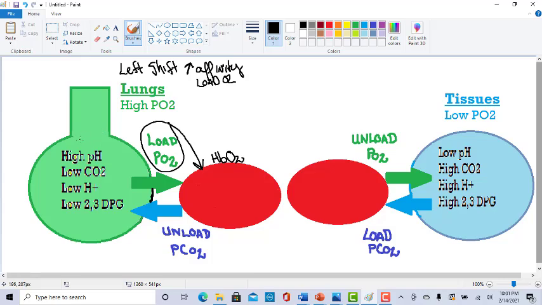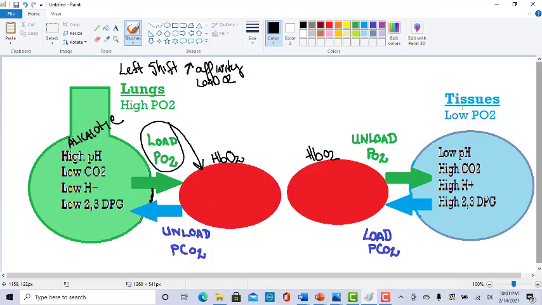The other thing that makes oxygen want to load in your lungs is that you have a high pH, or an alkalotic pH. High pHs are alkalotic. You have low CO2, low H+ ions, and then you also have low 2,3-DPG, which we're not really going to emphasize, but just know that it's low. So all of these conditions make this a loading zone for oxygen, right? And that oxygen's going to bind with the hemoglobin to make oxyhemoglobin, or HbO2.